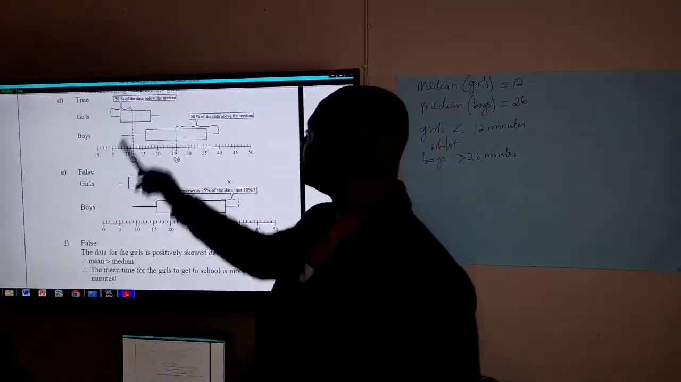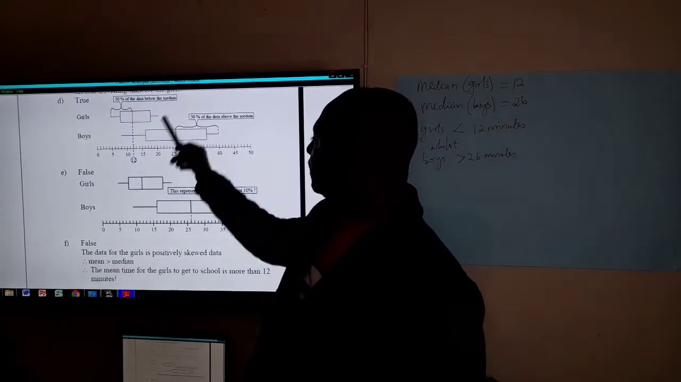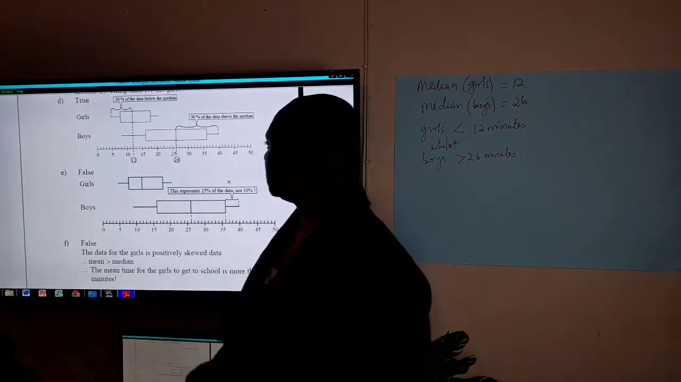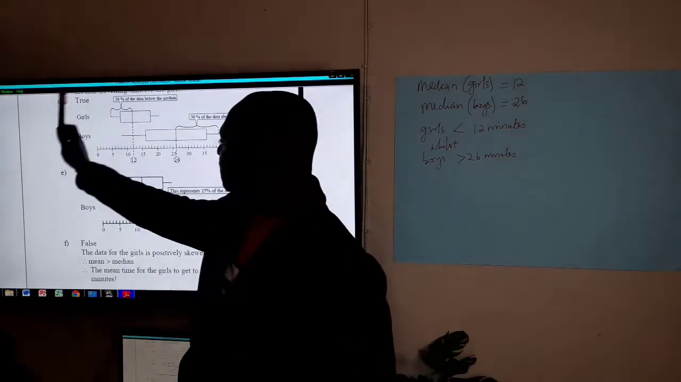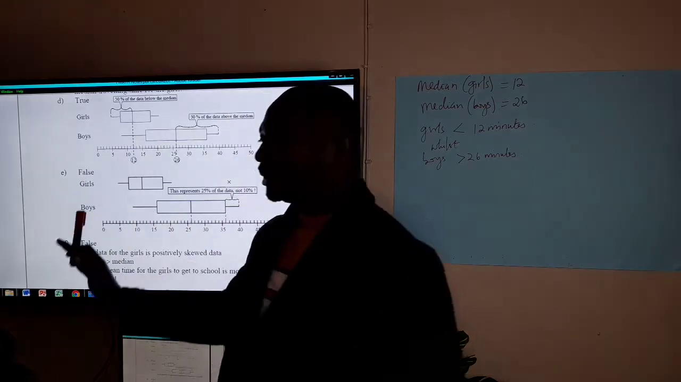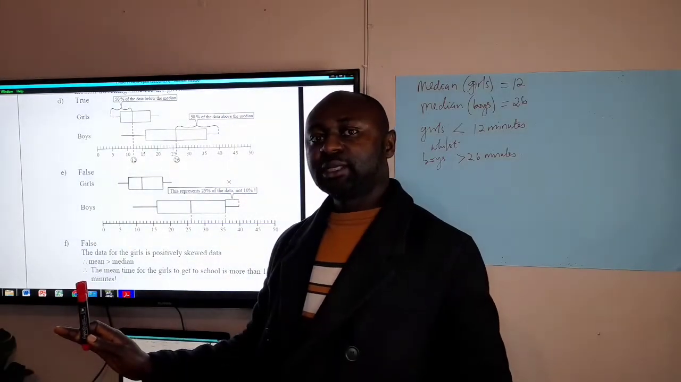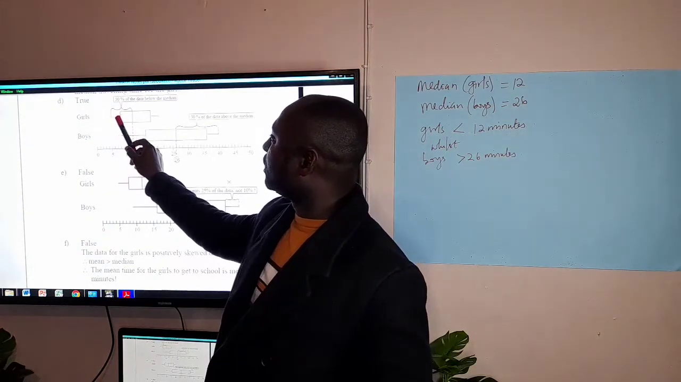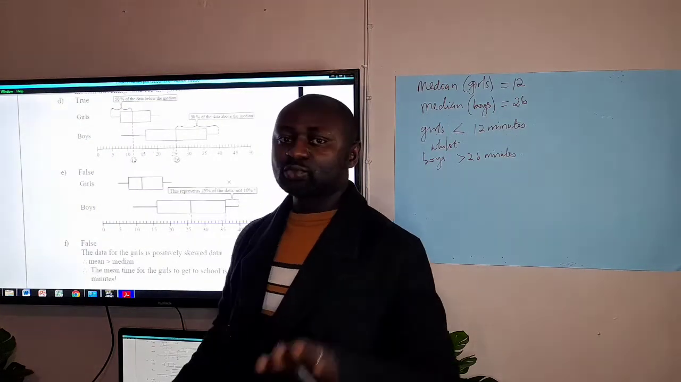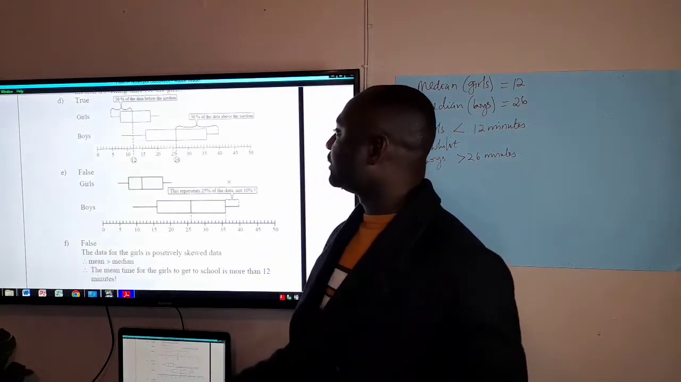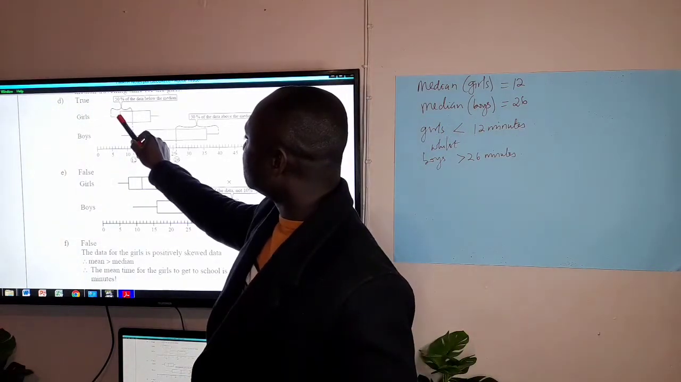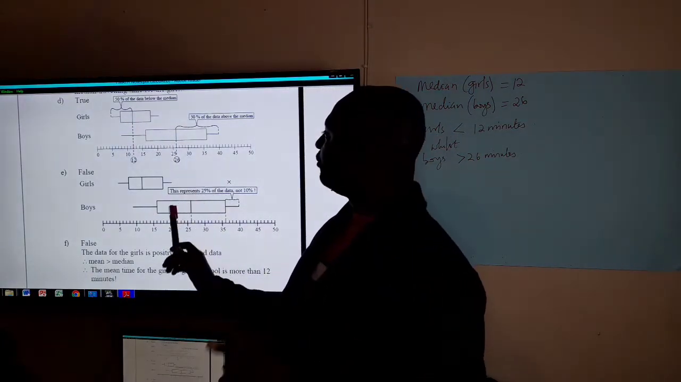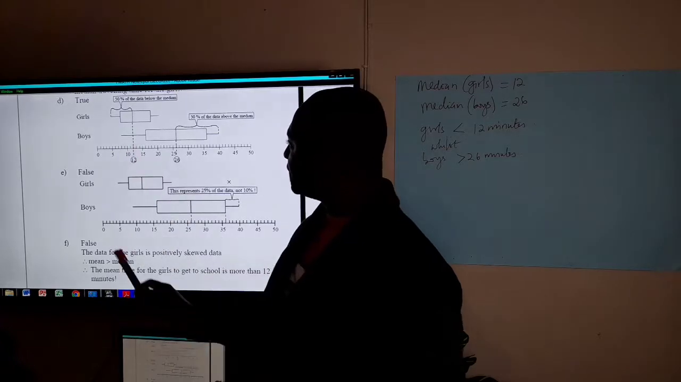So the median traveling time was 12. That means 50% of the data is below the median. 50% of the data for these girls is below the median. From the median to the left is 50%. Remember, the spread of the data is in 4 parts. From the minimum value to the lower quartile, that arm there, represents 25% of the spread of the data. And from the lower quartile to the median is also 25%. So that gives you 50%. The median represents 50% of the data.